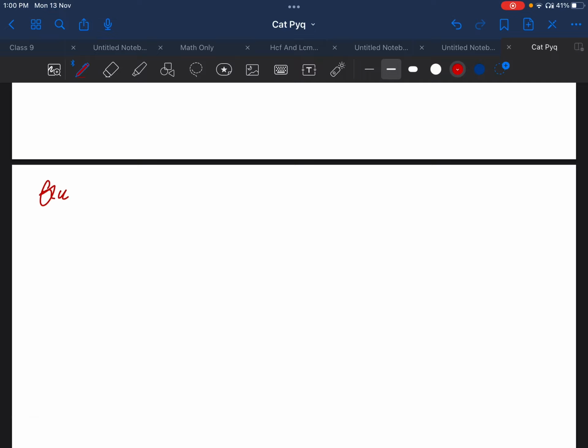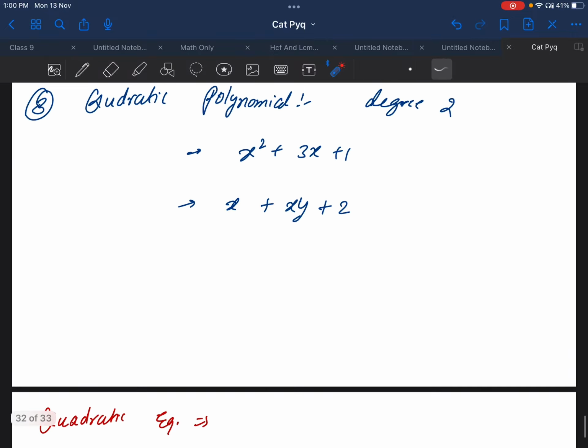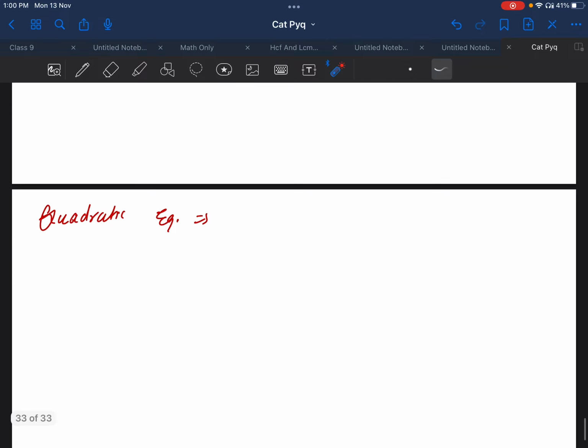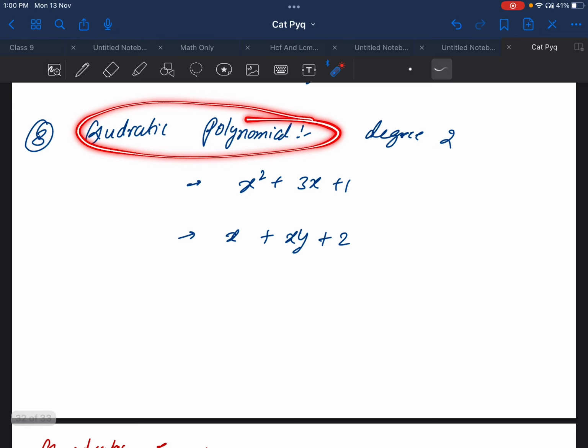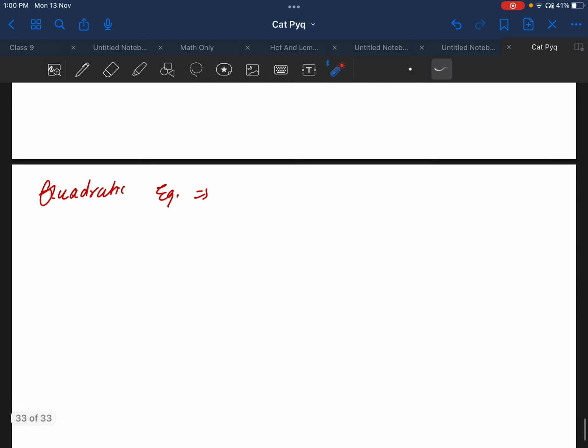Okay. Now our topic is the quadratic equation. So what is a quadratic equation? When a quadratic polynomial is equated with 0, then it becomes a quadratic equation.